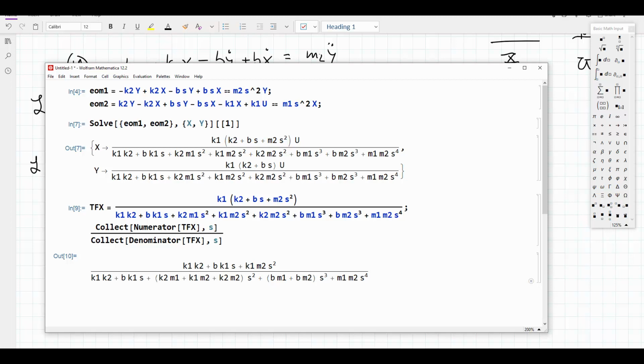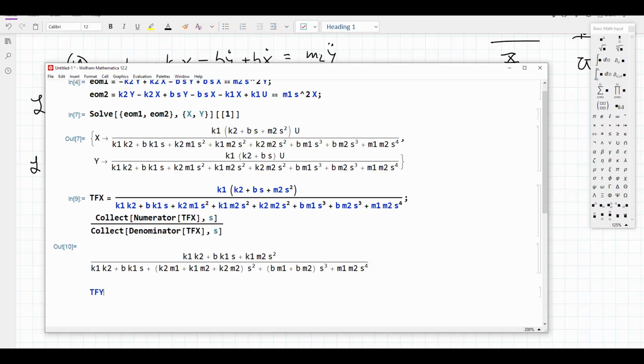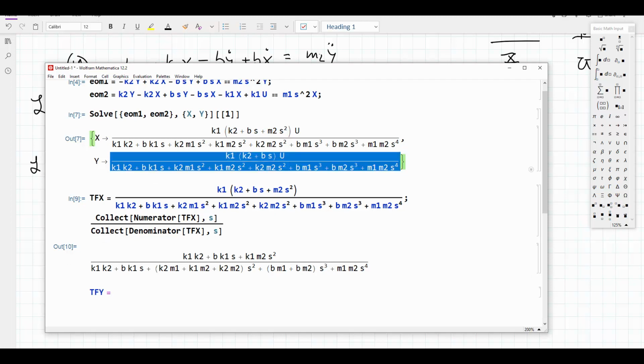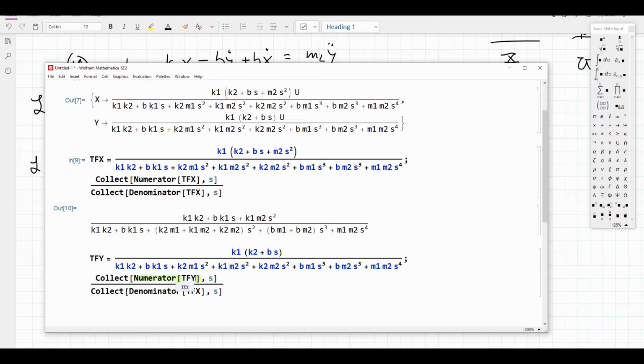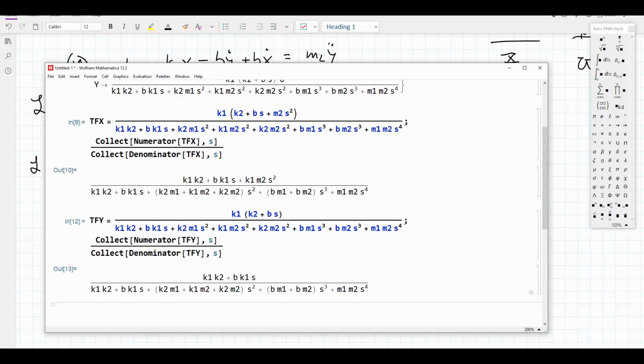Now I'll do the same basic premise for my transfer function for y over my input u. So I'll define tfy as, and now I'll copy the y expression and paste it. The denominator is exactly the same, but the numerator is different. It's y over u, so I divide through by u and define tfy. And now I just want to express it in this better form where it's going to collect my variables for me. So I'll just paste that and change this to y and change this to y as well. All right, so now it's in that better form for the next step.